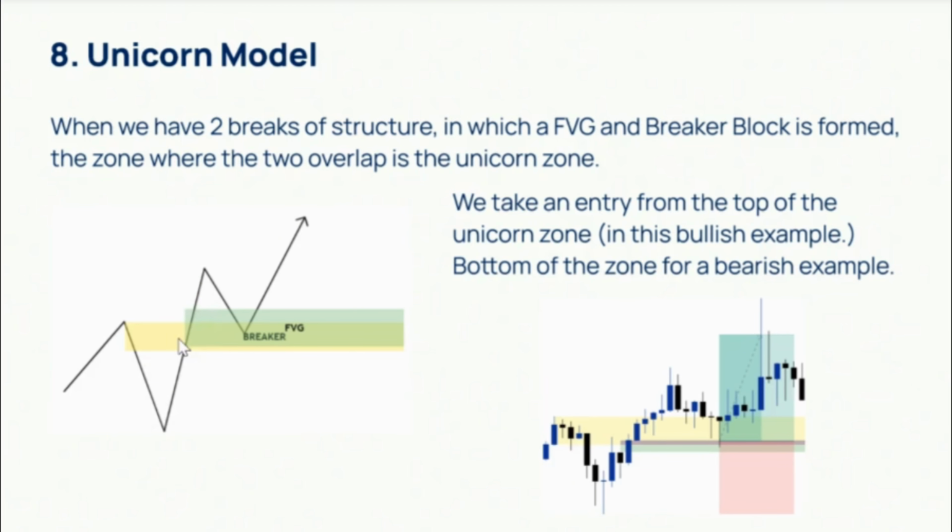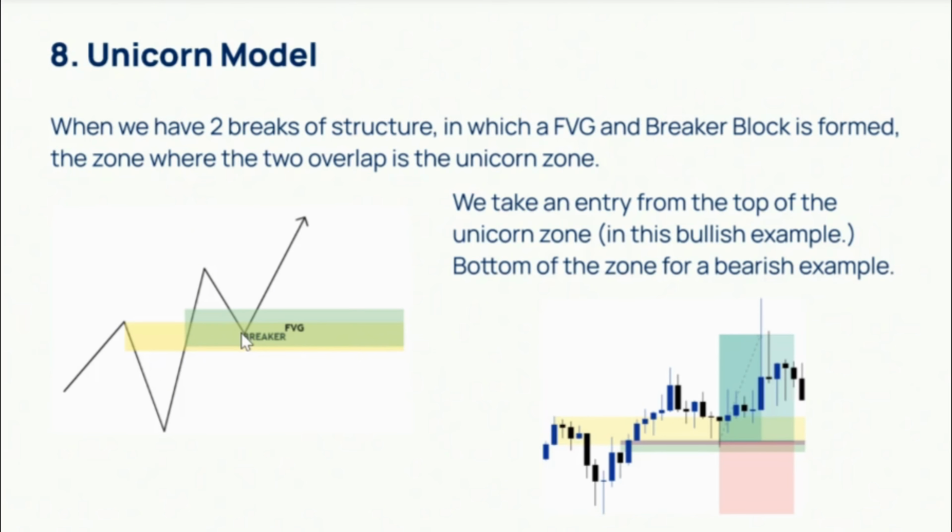Then you go up, and you get a fair value gap that's been formed on this bullish move. But also, because the candle on the second break of structure has closed above this order block, it now becomes a breaker. So then this area is going to act as a level of support as opposed to a level of resistance if the price had reacted. So where these zones overlap is where we take our entry, and that's called the unicorn zone.